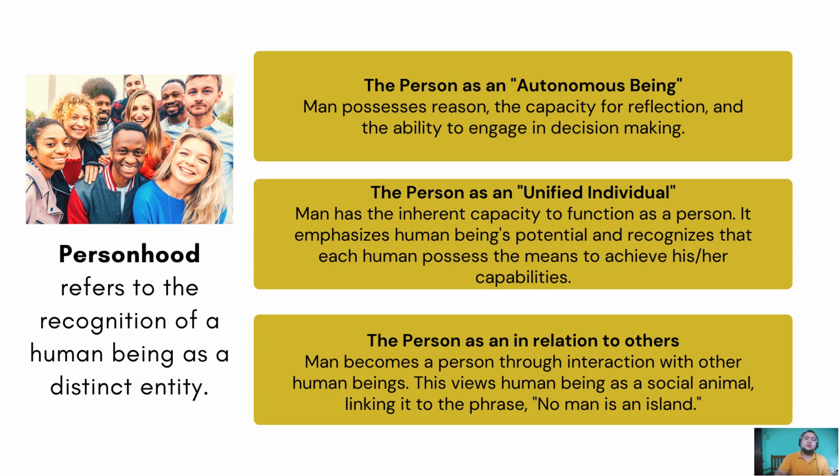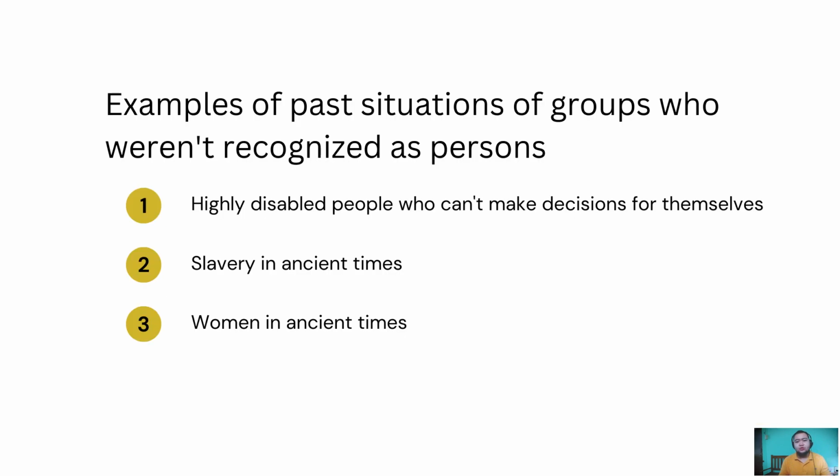And there may be situations where a human being may not be recognized as a person, which was particularly common in ancient history. Luckily, it's not the case today. Examples include highly disabled people who cannot make decisions for themselves, such as a person who has brain damage or is in a comatose state, wherein other people may be given the power to decide.